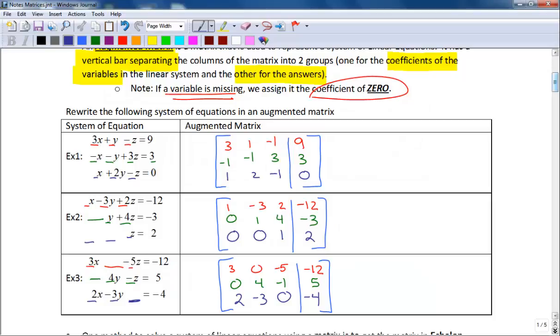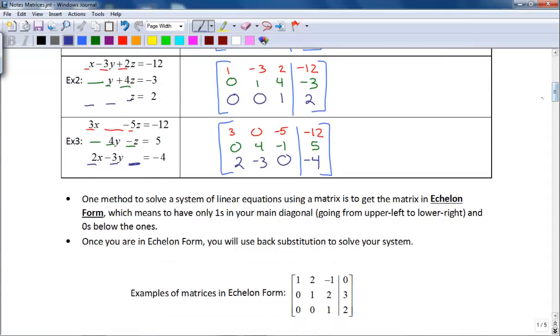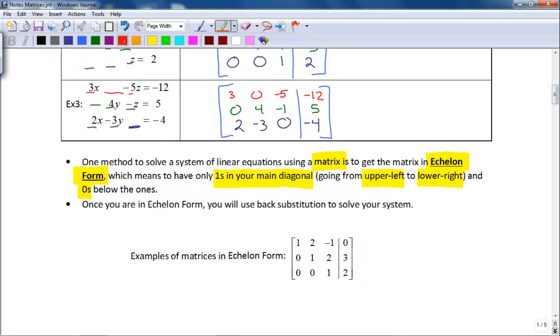Well, now we know how to write the augmented matrix of a linear system, and I said that we were going to use matrices to solve systems of linear equations. One method of doing this is to get that matrix into echelon form. What that means is you're going to have ones as your main diagonal going from the upper left to the lower right, and a bunch of zeros below those ones. So for example here, I have that main diagonal of ones, and then underneath each one of those ones I have zeros.